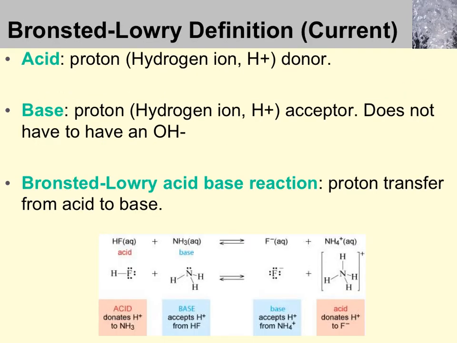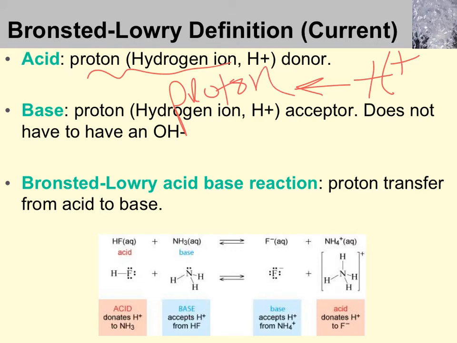The more current definition of acids and bases: the acid definition is the same. Acids are proton donors. At this point, you may not have realized that a hydrogen ion is actually a proton. How is that possible, you may say?